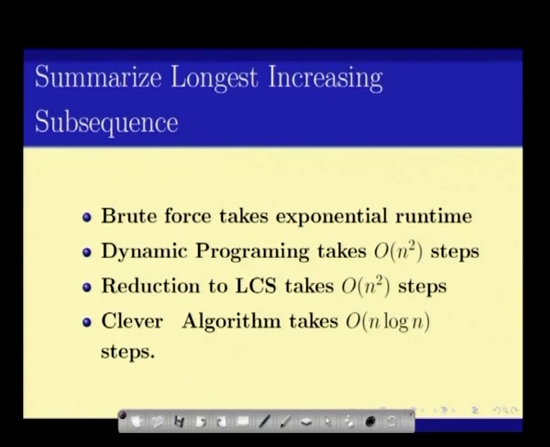So, with this we come to the end of this lecture. We will talk about algorithms in general more in the next lecture. Thank you.